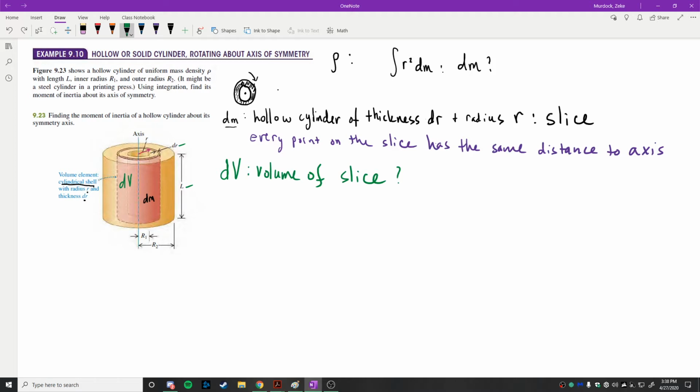Right? Volume. That's what you meant, right? Yeah. Okay. Cylindrical shells volume. That's right. So before we answer this one, let's talk about what the volume of the whole object is, right?